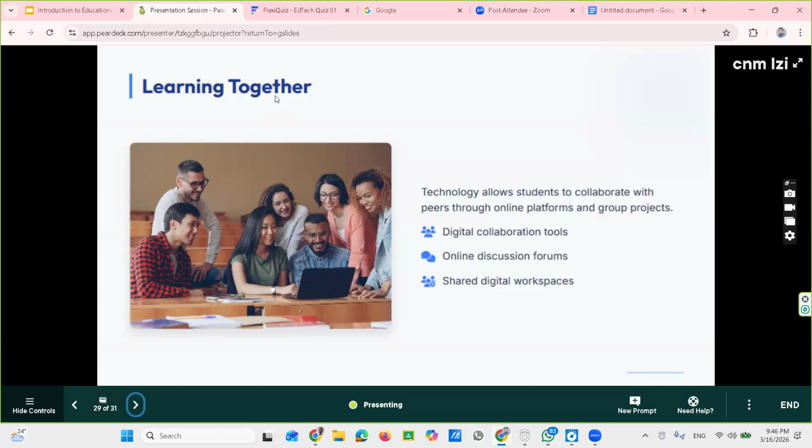Digital collaboration tools, online discussion forums, shared digital workspaces. Using shared workspaces, they can do presentations and projects in the same workspace, even from different places. Therefore, we always want to encourage our students to work as a group. Under educational technology, we should know what technologies are available to support group work. Later we'll identify these types of tools also. That's about learning together.